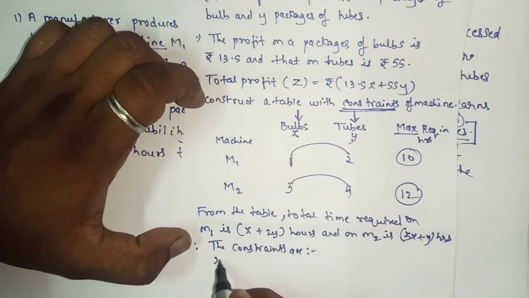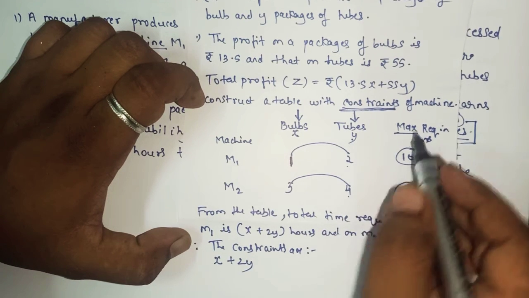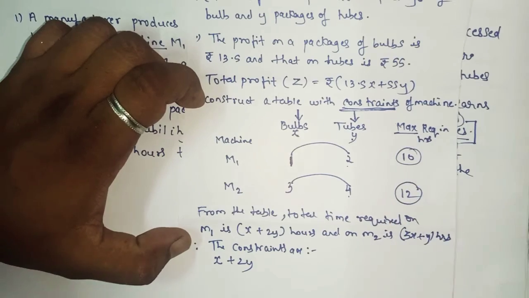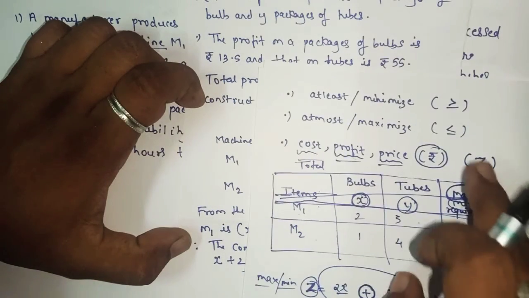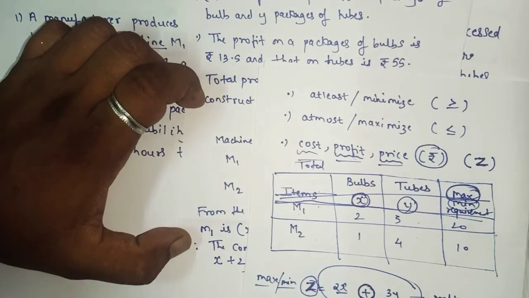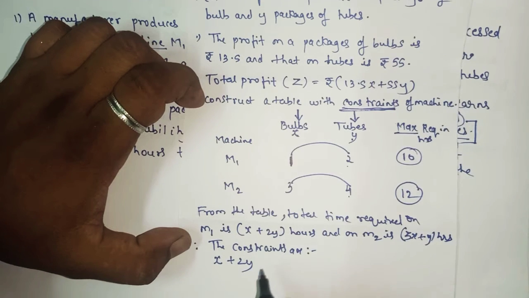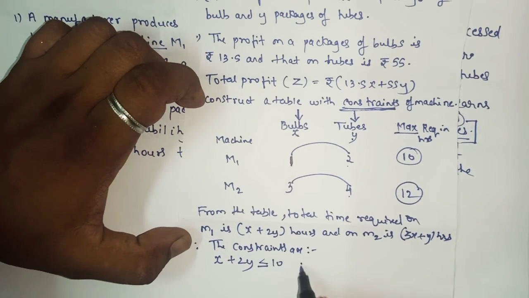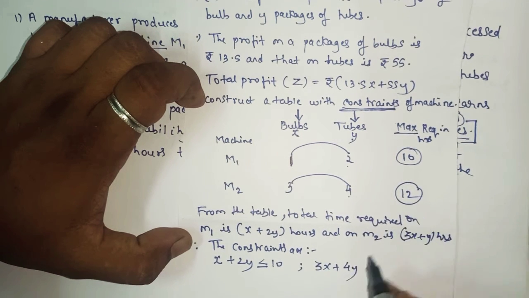The first will be what? x plus 2y. Maximize. What do you mean by the word maximize? Maximize means less than or equal to. So here you will write less than or equal to 10, and the second inequation will be what? 3x plus 4y less than or equal to 12.